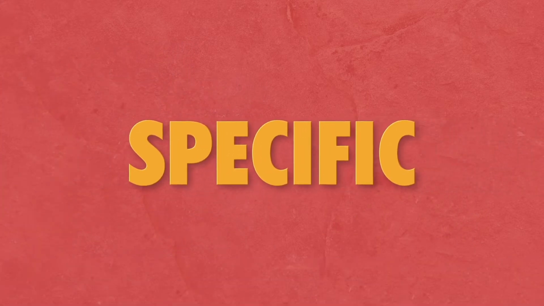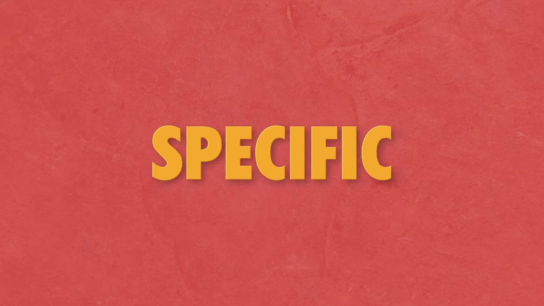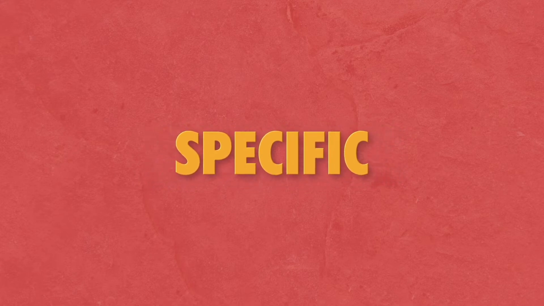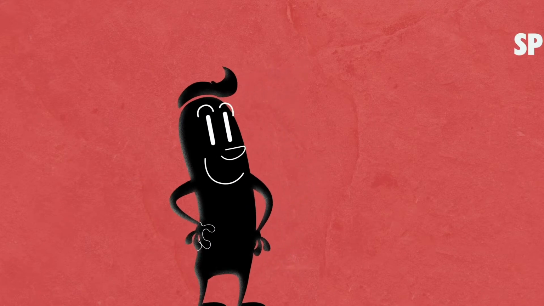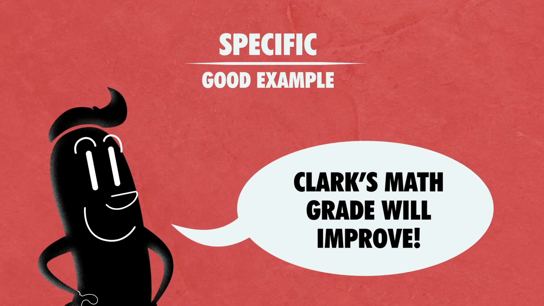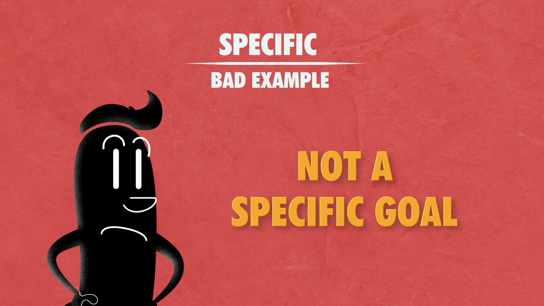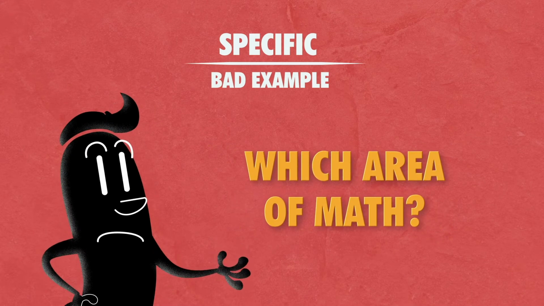First, specific. A specific goal needs to address a particular problem that your student has as a result of their disability. Let's take a look at some examples using Clark as our student. Clark's math grade will improve. This is not a specific goal. It doesn't tell us the area of math in which Clark struggles.